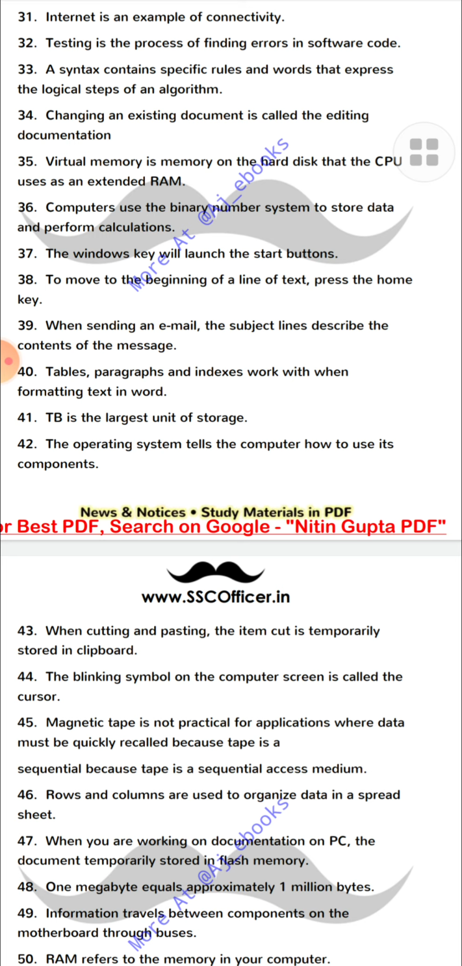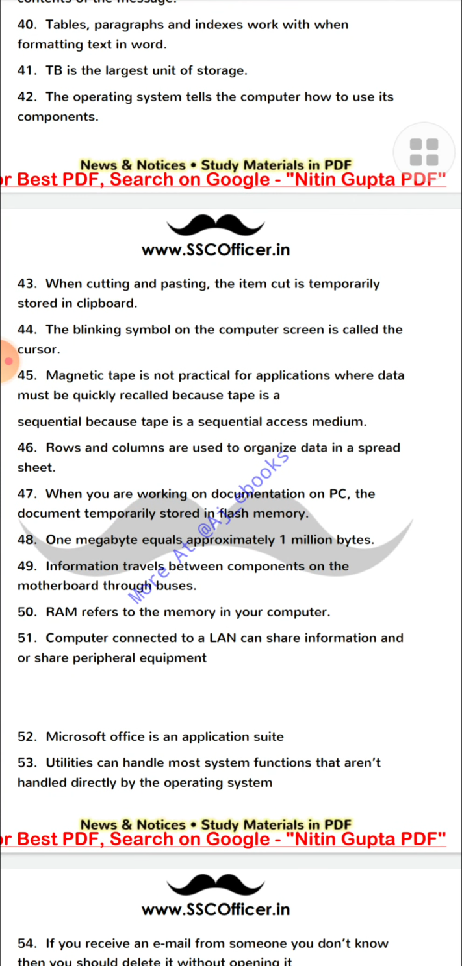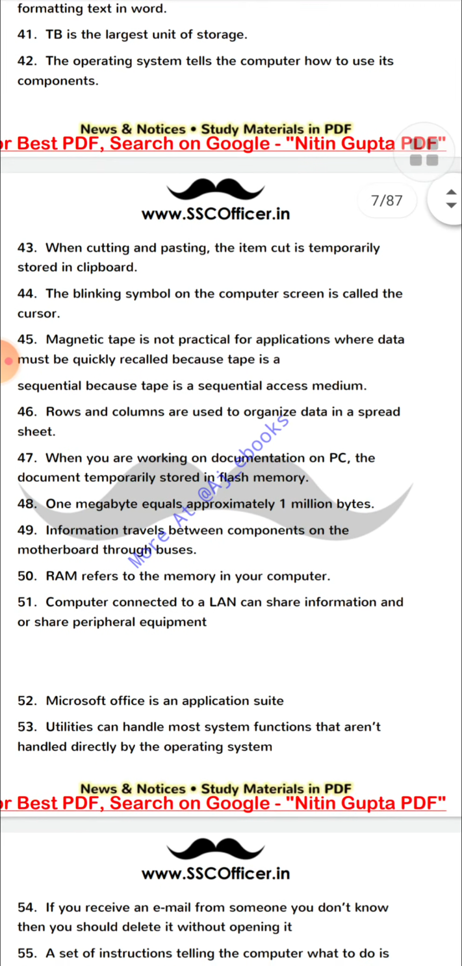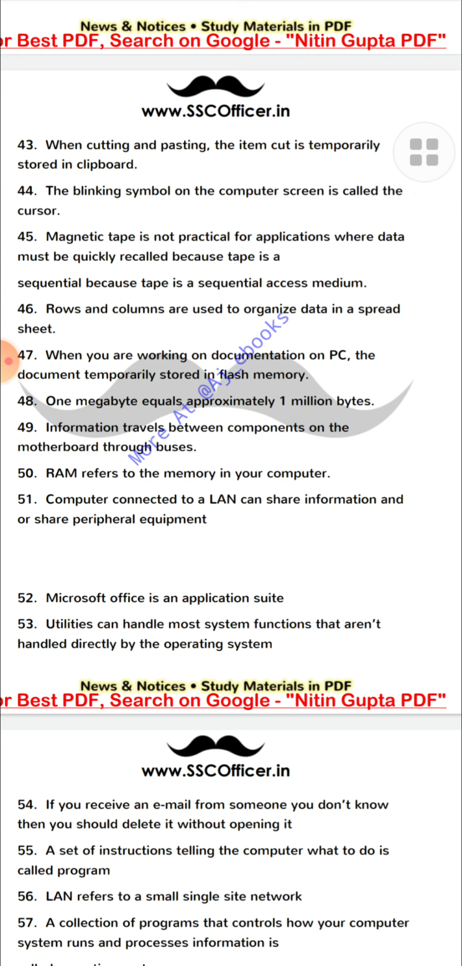The operating system tells the computer how to use its components. When cutting and pasting an item, the cut item is temporarily stored in the clipboard. The blinking symbol on the computer screen is called the cursor. Magnetic tape is not practical for applications where data must be quickly recalled because tape is a sequential access medium. Rows and columns are used to organize data in a spreadsheet.